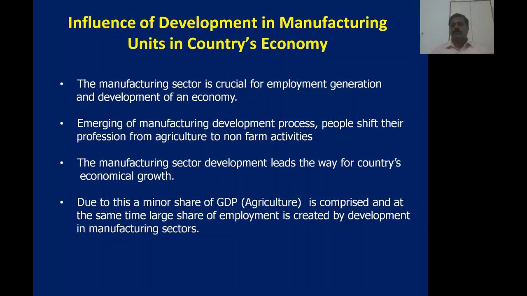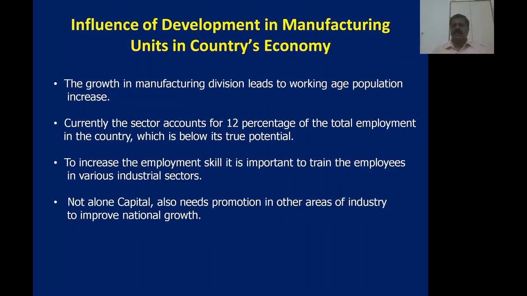The minor share of GDP, which was held by agriculture, is compromised by a major share that has come from the development in the manufacturing sectors. The other influence of the development in the manufacturing sector on the country's economy is that the growth in the division leads to an increase in the working age population. For example, 40 years was the upper age limit for employees in previous industries, whereas now it has increased to 60, which is due to the development in the manufacturing sectors.